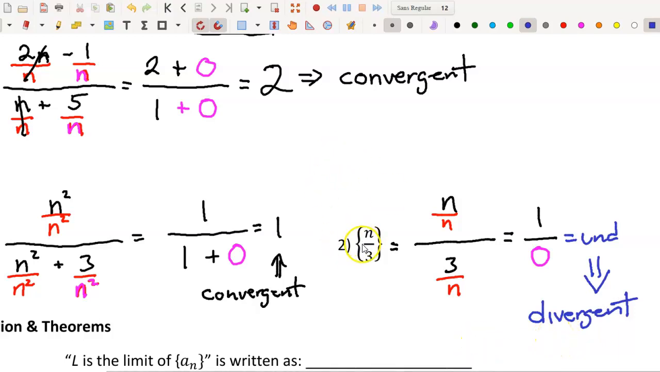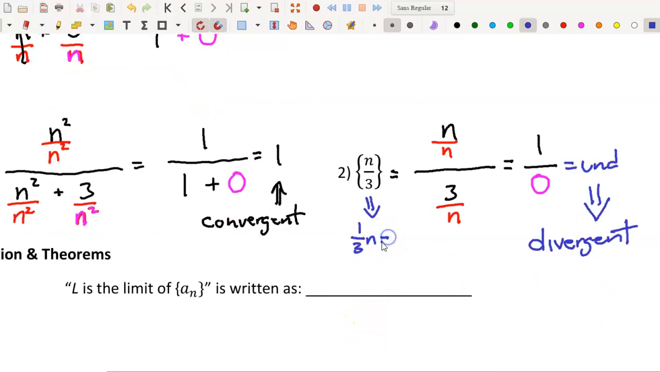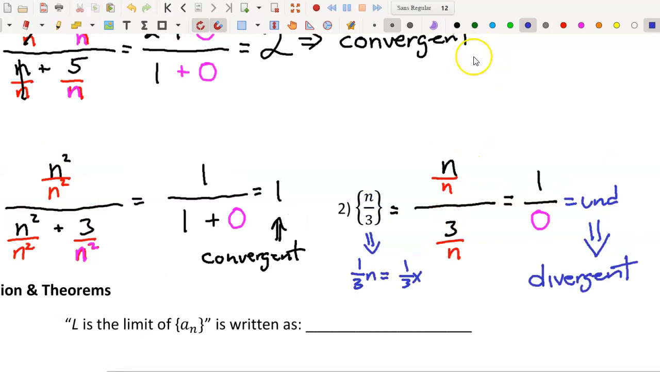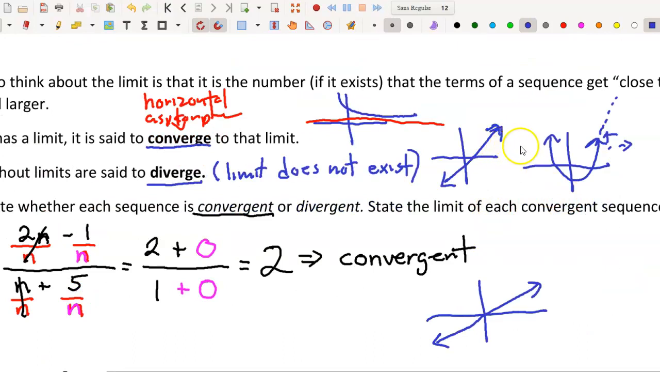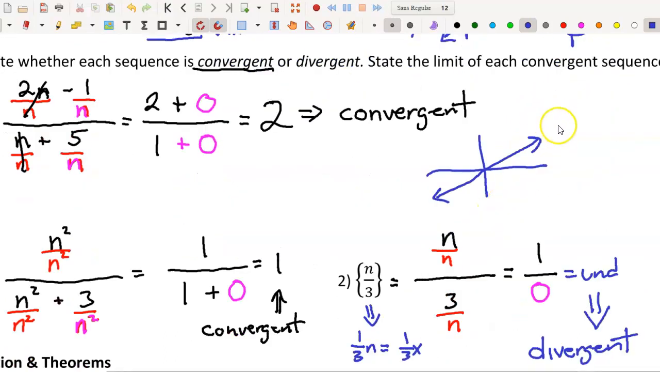And if you look at this, you might spot this, say, well, n over 3, that's the same as 1/3 n, right? Which in most of your mathematical experience, you don't use n, you use x, right? So this is just the graph of y equals 1/3 x. This is just going up 1 over 3, and as I mentioned before, those are divergent. If it's just a straight line, it's just going to go up and up and up forever, right?